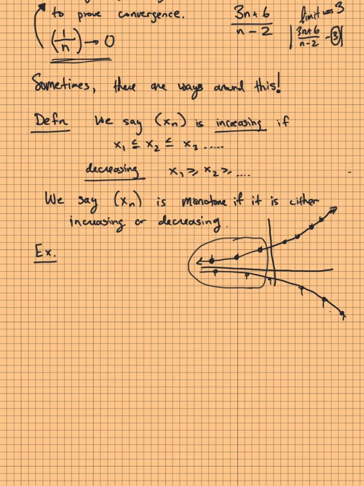Okay, so let me give you an example. Well, we've seen some of them before. 1, 1/2, 1/3, 1/4 is a monotone sequence. It's strictly decreasing. There is a sequence which looks like this, which just goes 1, -1, 1, -1. This is not monotone, and this is.